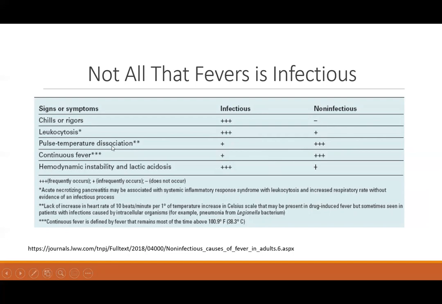Similarly, a continuous fever, so one without a waxing and waning course, is going to be more indicative of a non-infectious source. And then hemodynamic instability or lactic acidosis really should point you towards infection. You always definitely want to cover for infection if this is happening. Non-infectious sources can cause this, so something like malignant hyperthermia, but more typically it's going to be infection.